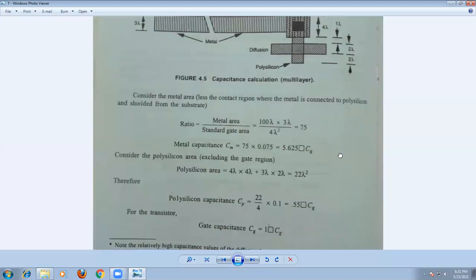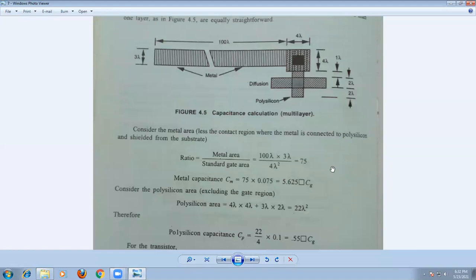Consider the polysilicon area. While considering the polysilicon area, we can exclude this gate area, because it is a combination of diffusion and polysilicon. That's why we require only the gate area, but no need to consider the contact here. There is no contact, but there will be a contact, so consider this area also.